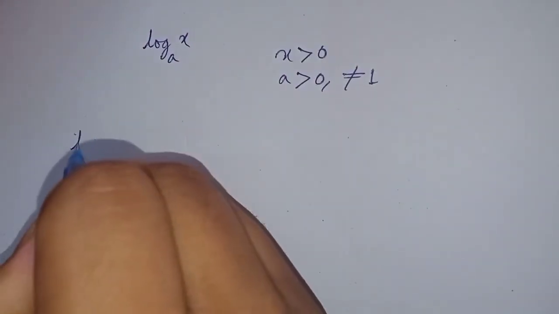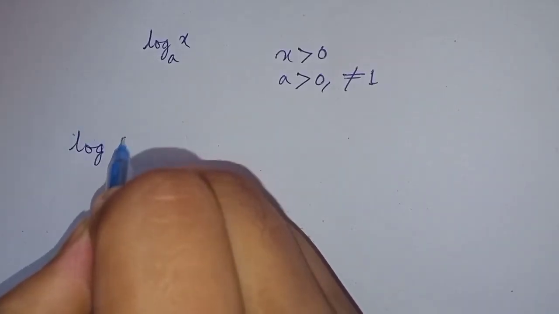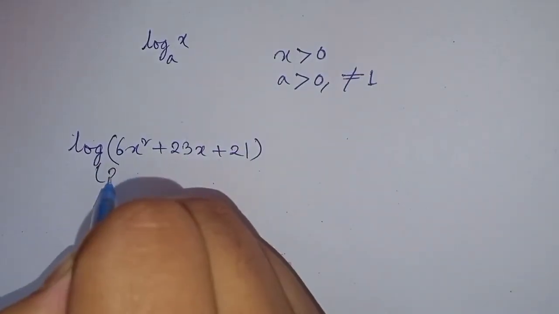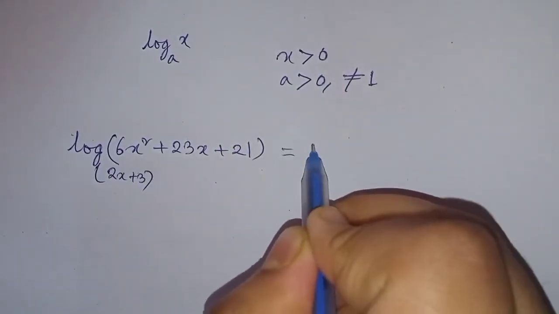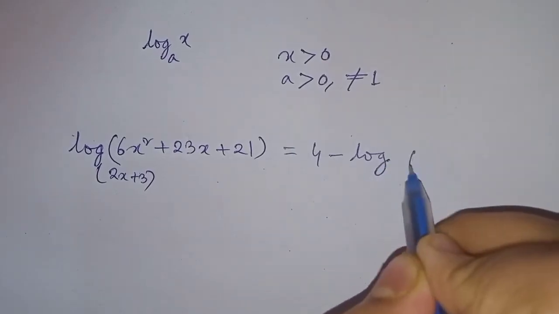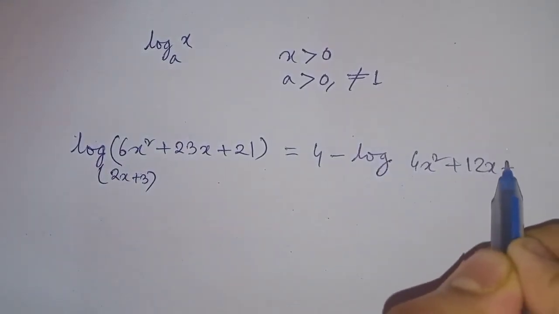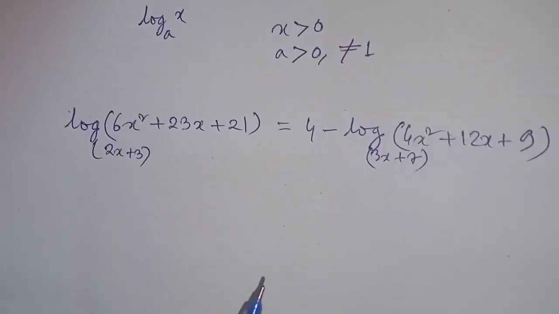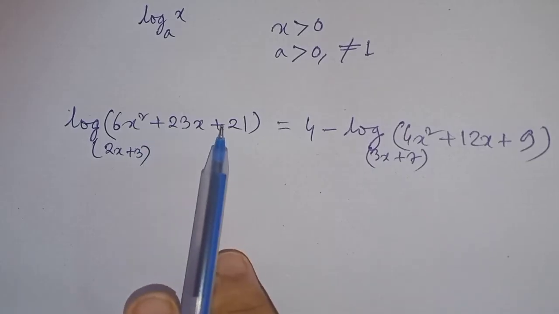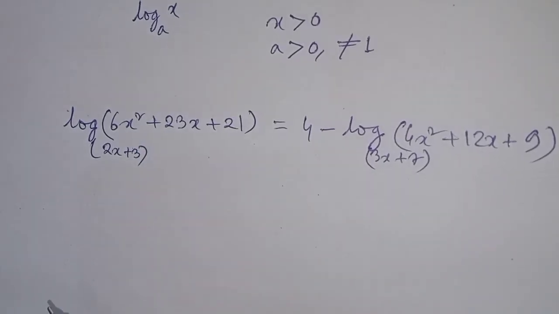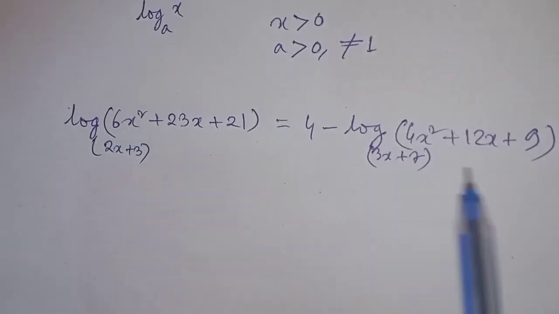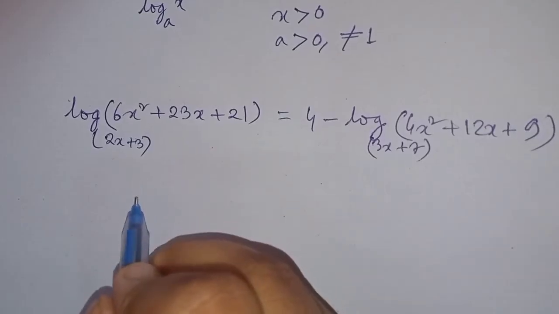Consider this question. We have to solve for log of 6x square plus 23x plus 21 to the base of 2x plus 3 is equal to 4 minus log of 4x square plus 12x plus 9 to the base 3x plus 7. Now the general strategy is we have to factorize this, because when we factorize we get a nice expression for log, because log of a into b is equal to log of a plus log of b. So we can break the log. That is why we have to factorize these quadratics, and it is not too difficult to factorize them.